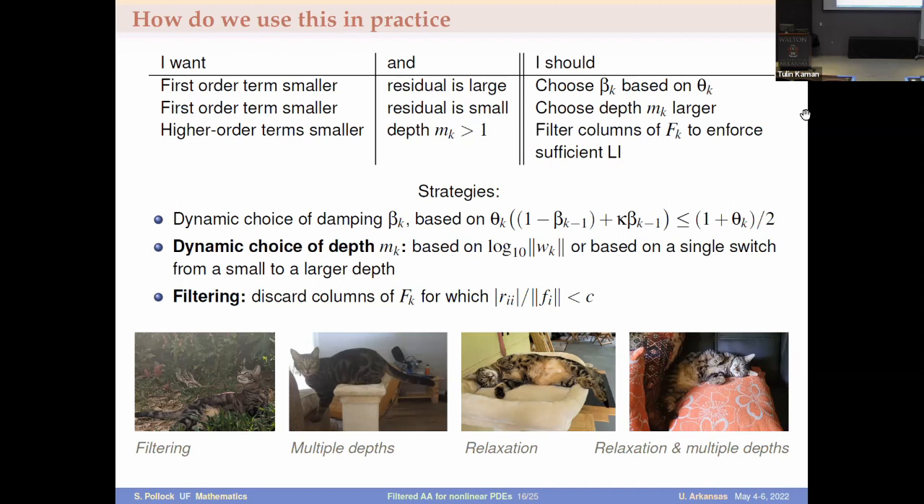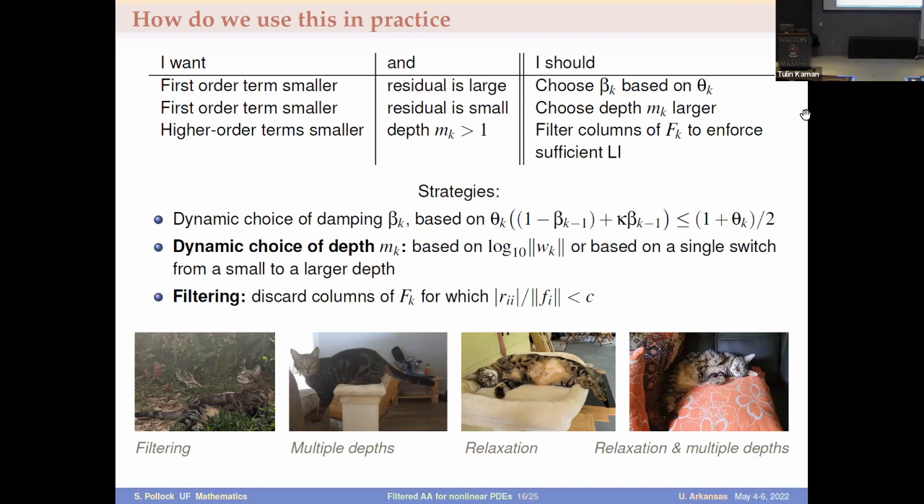For instance, one strategy, if you can approximate this Lipschitz constant kappa, you can just solve for beta such that this whole factor here is halfway between 1 and theta. In examples where we can get a pretty good approximation of kappa, this works really well. For examples where we can't, it works really poorly.